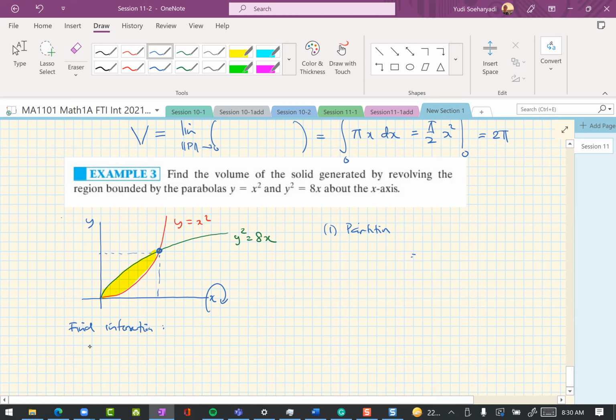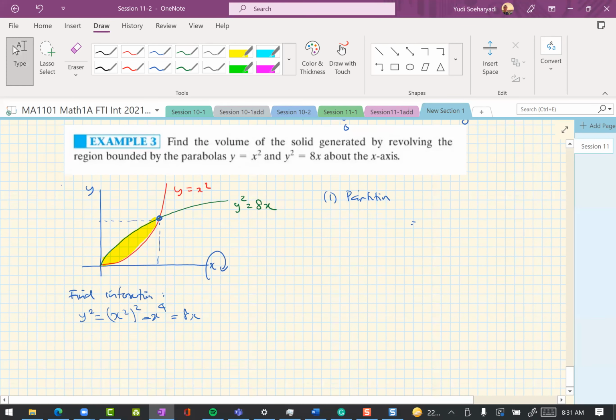8x equals 0. So let's take this out. x equals 0 and x equals 2. Okay, and let's see.